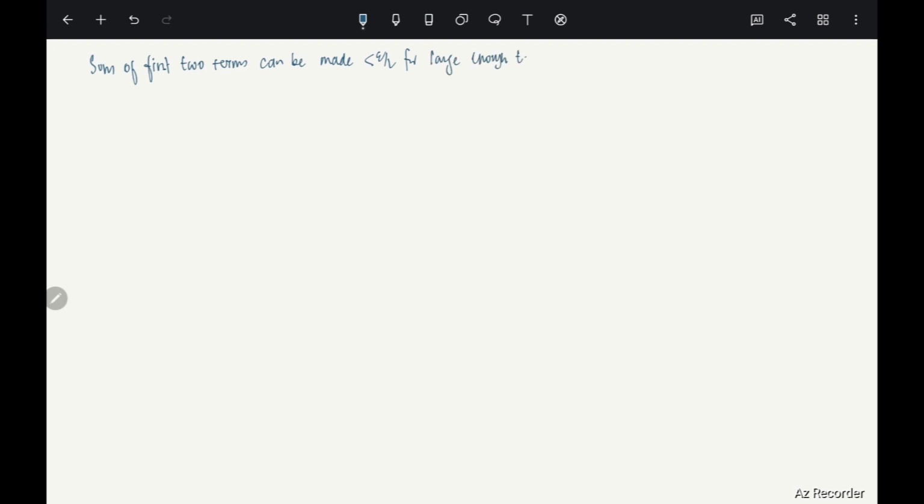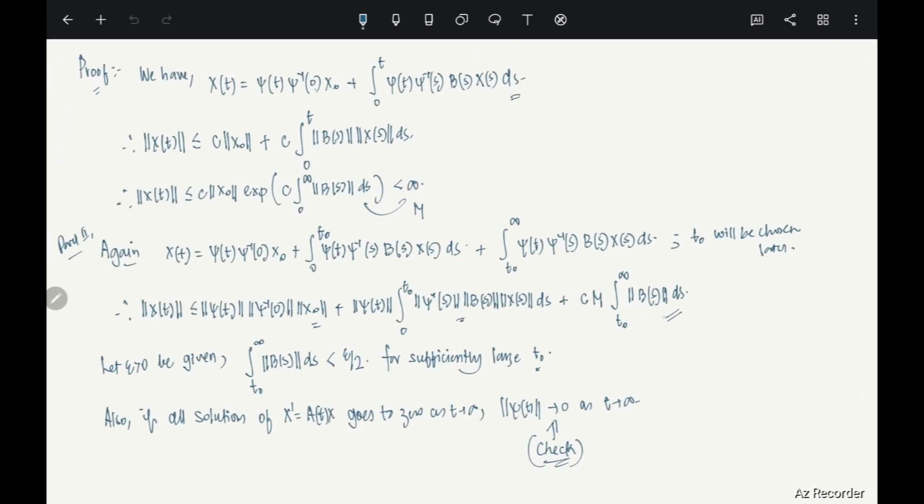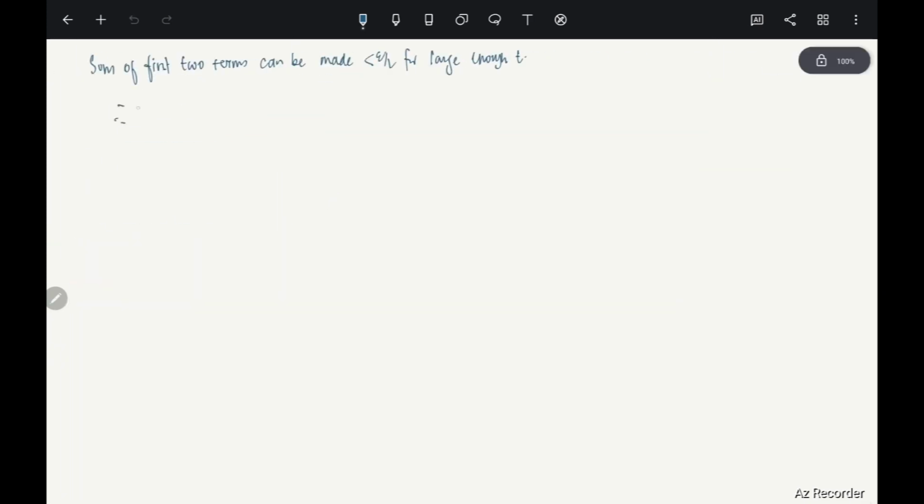Is this okay? And so therefore, this two-part sum is less than epsilon by 2, and this is given to be less than epsilon by 2. So if you add it up, therefore the norm of x of t is small for large t. Clear? So hence that will imply that x of t goes to 0 as t tends to infinity. Done. Very, very simple. It's not a very difficult theorem to prove.